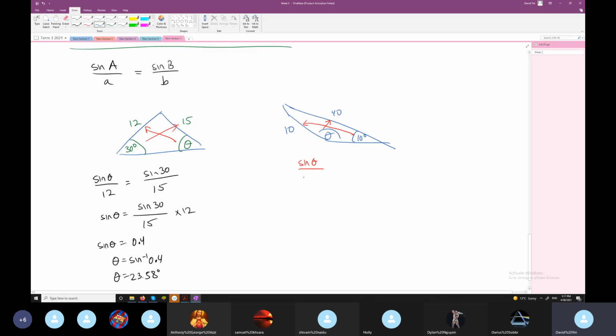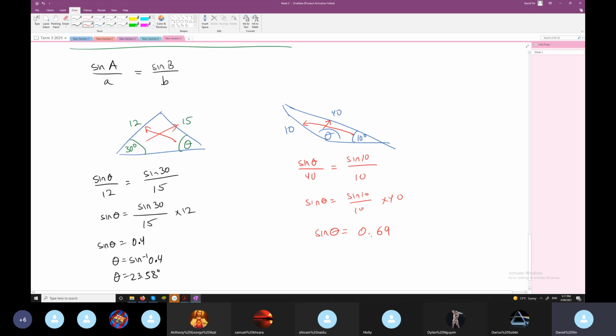So sine theta all over 40 is equal to sine 10 all over 10. What you want to do now is bring the 40 across. So sine 10 all over 10 times 40. Let's do that calculation in our calculators. Sine 10 divided by 10, multiplied by 40, we get 0.69. So sine theta is equal to 0.69.